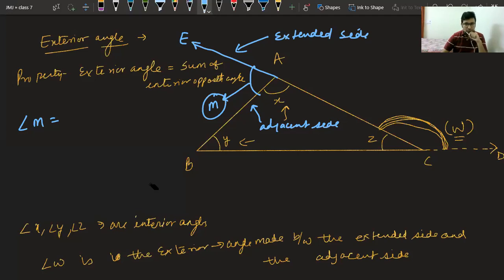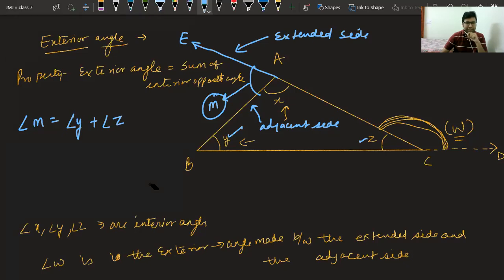Ashmit saying x plus z. Wrong, beta. Ashmit, this x is not opposite. X is coming with M. You cannot take x. I am saying it is equal to the sum of interior opposite angles. X is not opposite. Try to understand. To angle M, opposite angles are Y and Z. So angle M is equal to angle Y plus angle Z.